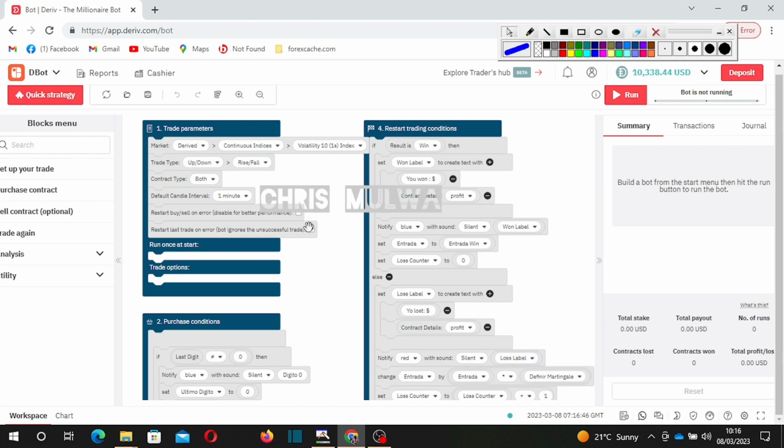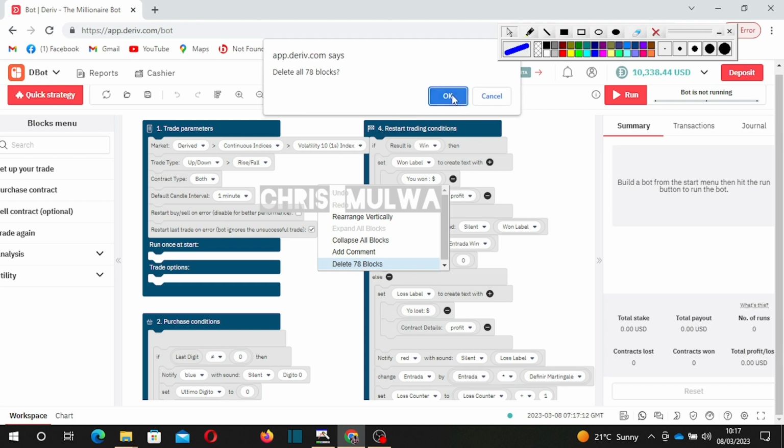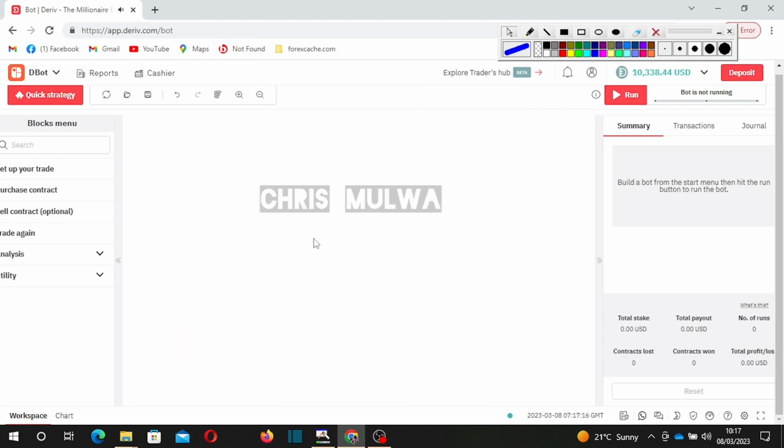Okay, as you can see here, there are some blocks that are already here. I want first to delete these blocks and show you a few things before I load the bot. So for me, what I do in many cases, I right click, then I delete. You can see that there are 78 blocks. I delete these blocks, all of them. Okay, so we select OK. I have deleted all the blocks.